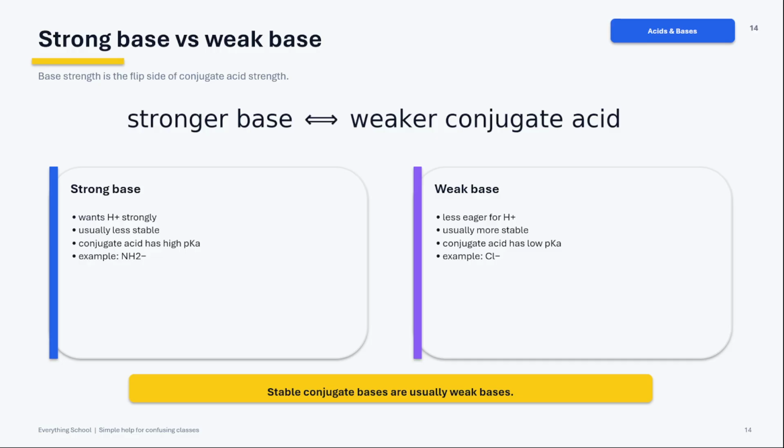Slide 14. Strong base versus weak base. Base strength is the flip side of conjugate acid strength. A strong base wants H+ strongly. It is usually less stable, and its conjugate acid has a high pKa. The example shown is NH2-. A weak base is less eager for H+. It is usually more stable, and its conjugate acid has a low pKa. The example shown is Cl-. The key sentence at the bottom is, stable conjugate bases are usually weak bases. That means if a base is already stable, it does not desperately need to grab H+. If it is unstable, it is much more eager to grab H+.